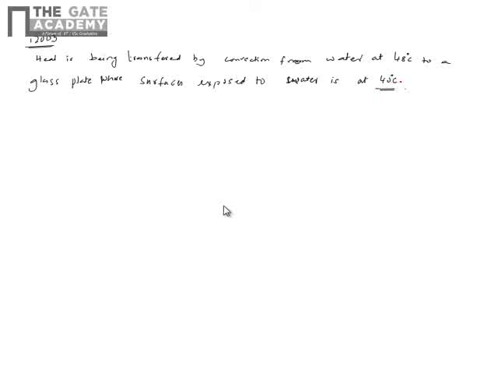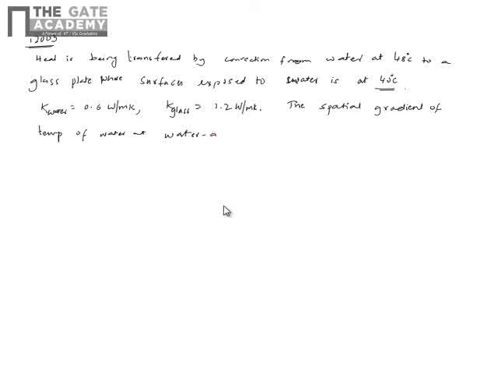The thermal conductivity of the water is 0.6 watt per meter Kelvin. The thermal conductivity of the glass is 1.2 watt per meter Kelvin. The spatial gradient of the temperature of water at the water glass interface is dT by dy, 1 into 10 power 4 Kelvin per meter.